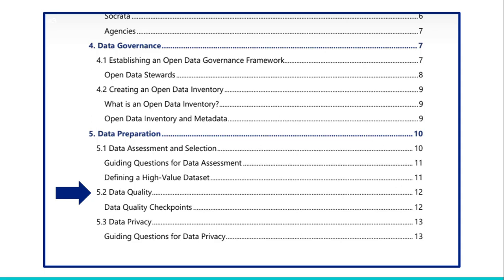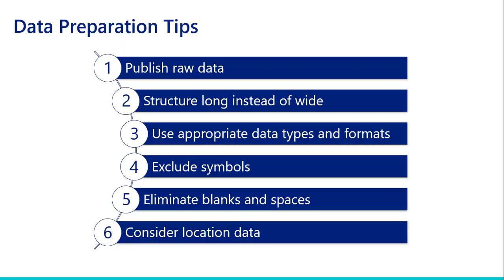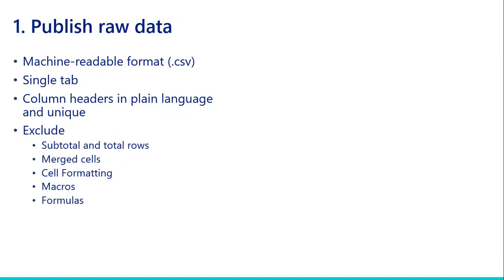Today we're going to discuss these checkpoints grouped into 6 main categories: publishing raw data, structuring long instead of wide, using appropriate data types and formats, excluding symbols, eliminating blanks and spaces, and considering location data. Let's first start with raw data. Raw data, also referred to as source or primary data, is data that hasn't been processed, formatted, or analyzed. Generally, datasets in their raw format contain the greatest level of detail and are the most valuable for analysis.